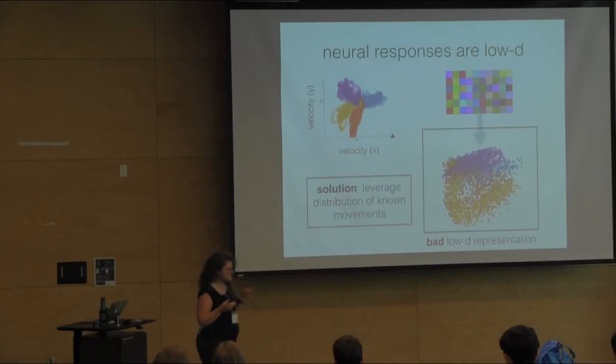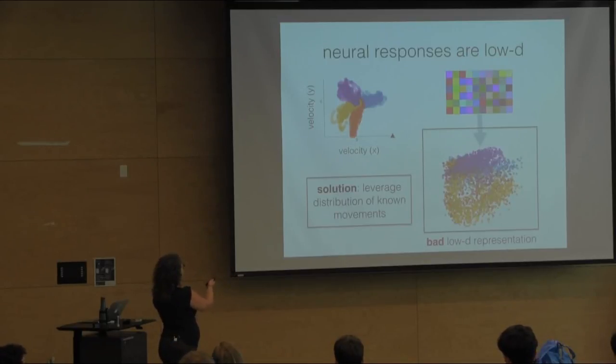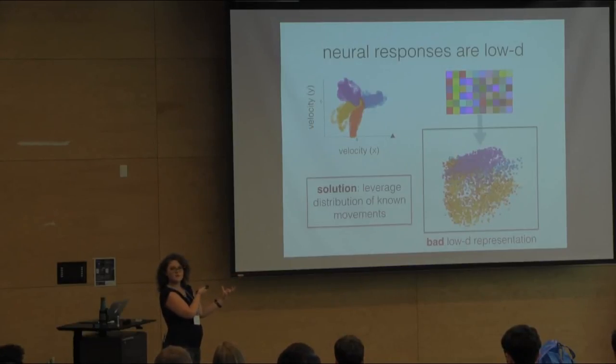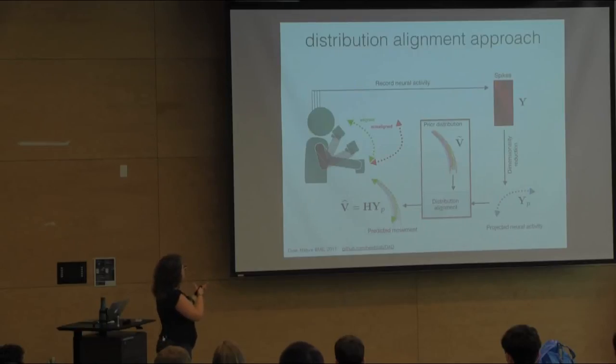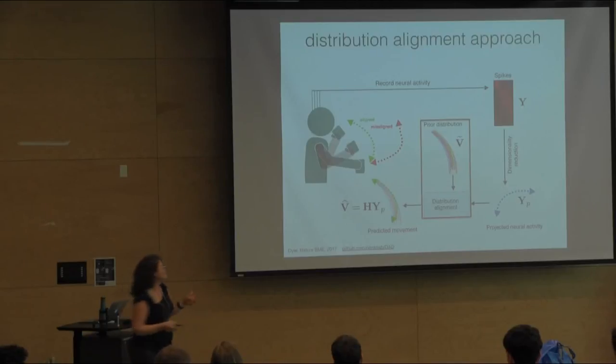So our solution is to leverage the distribution of what we know the subject is trying to do. So we have information about this. We know the different reaches that they're making, and so we have a strong prior on the space of those movements, and we want to leverage it when we're solving our dimensionality reduction problem. Okay, so what we do in order to carry that out is something we call distribution alignment decoding, or DAD.